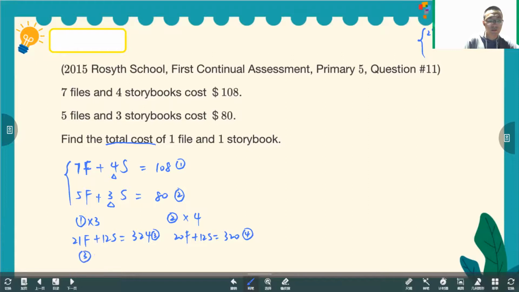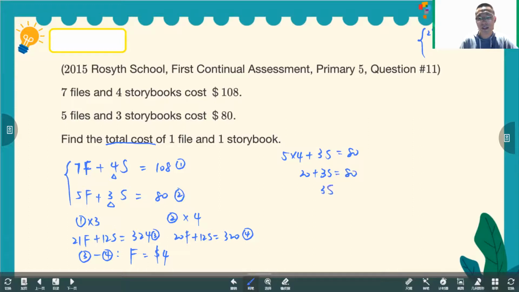Then we take away 4 from 3, and that should give us 21f minus 20f is 1f. 12s minus 12s cancels out. 324 minus 320. 1f will be $4. Yeah, and then we plug this 1f back into, say, I want to do equation 2 not this time, just to show you that you can do either equation 1 or equation 2, the way you see fit. So 5 times 4 plus 3s is 80. So 20 plus 3s is 80, and then 3s will be 60, 1s will be $20.